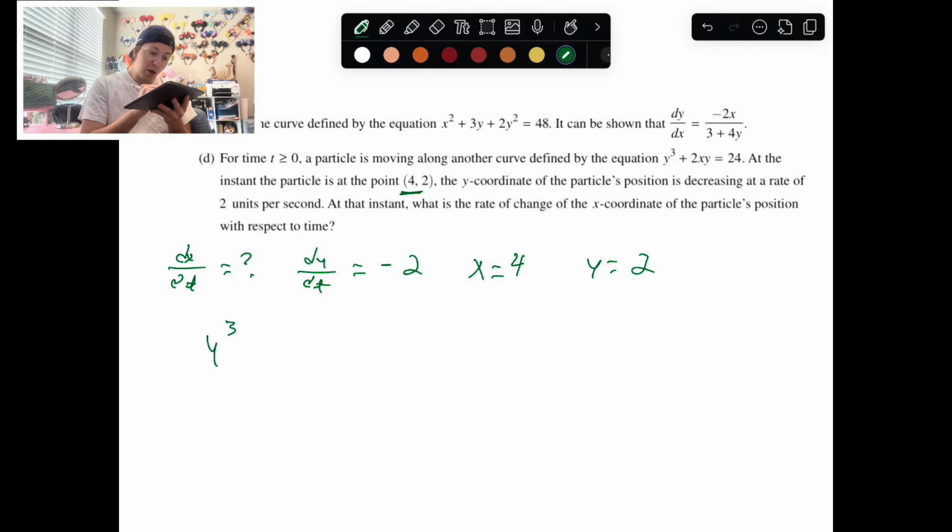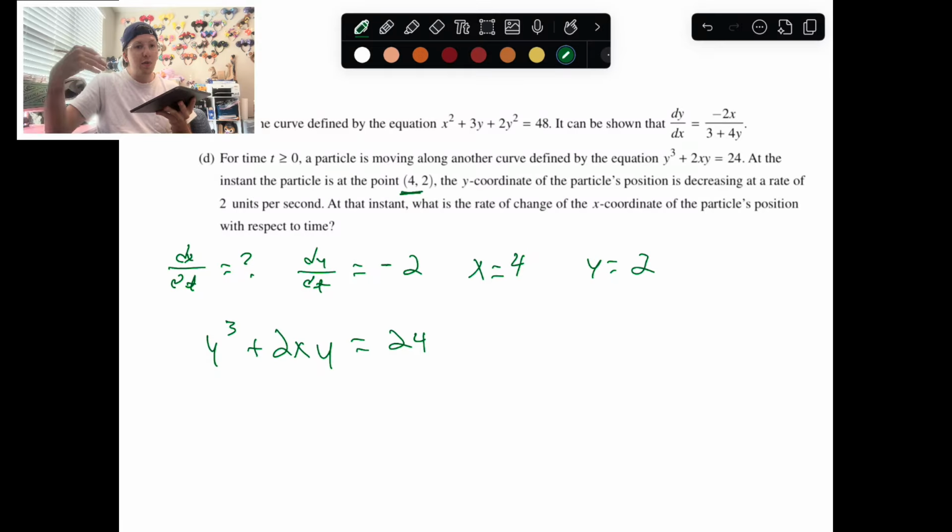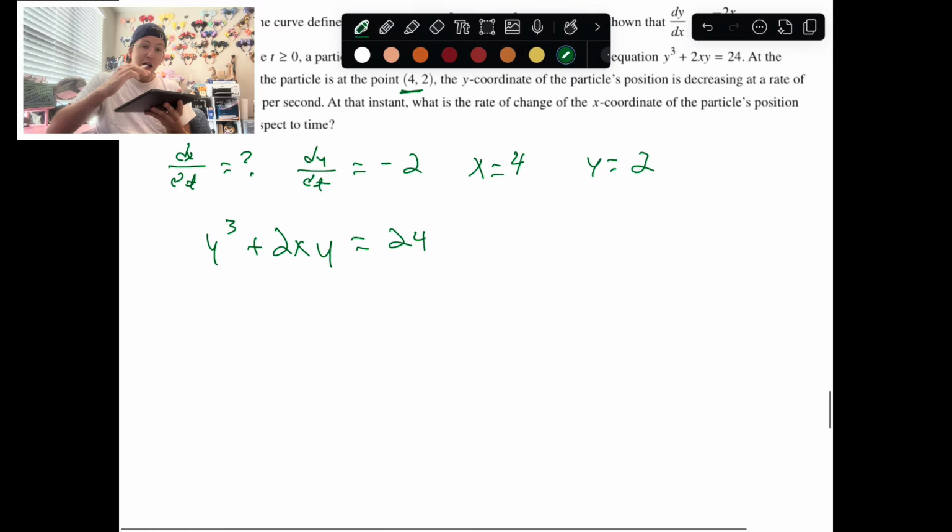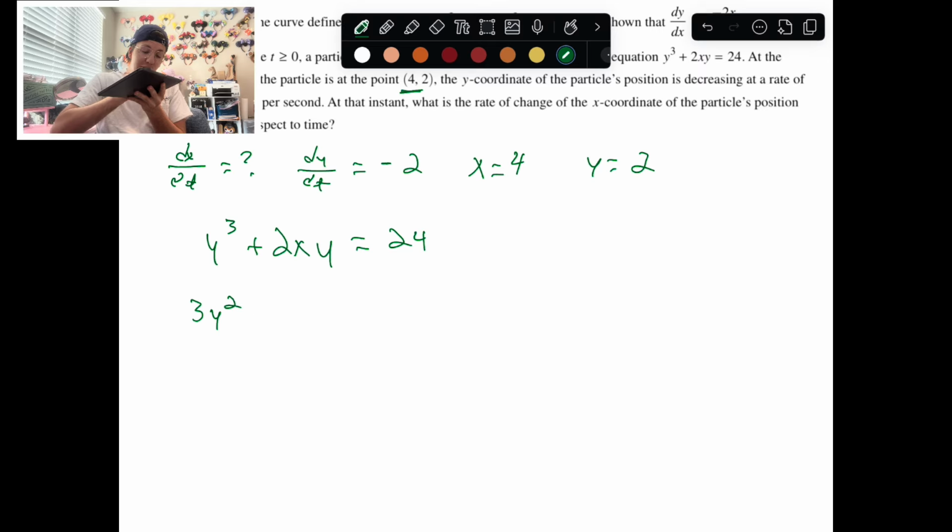That's y to the third plus 2xy is equal to 24. And we need to throw dx/dt, dy/dt in here, so we need to take the derivative of this equation with respect to time. So let's do that. Y to the third, the derivative of that is 3y squared. Remember, we're taking the derivative with respect to time, so we need to notate dy over dt.